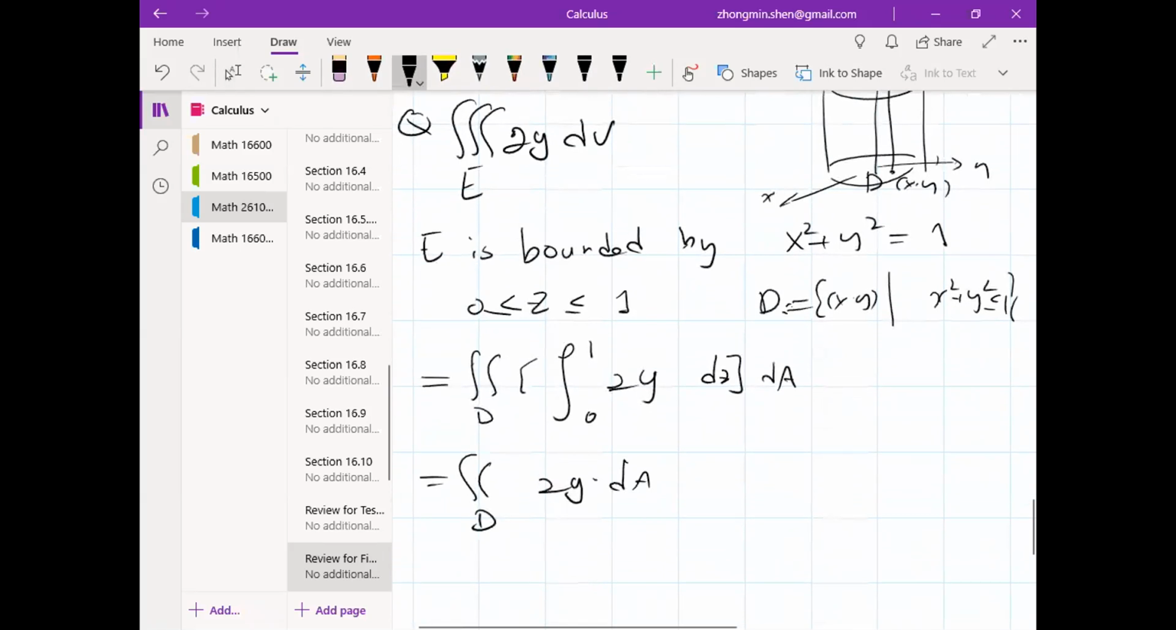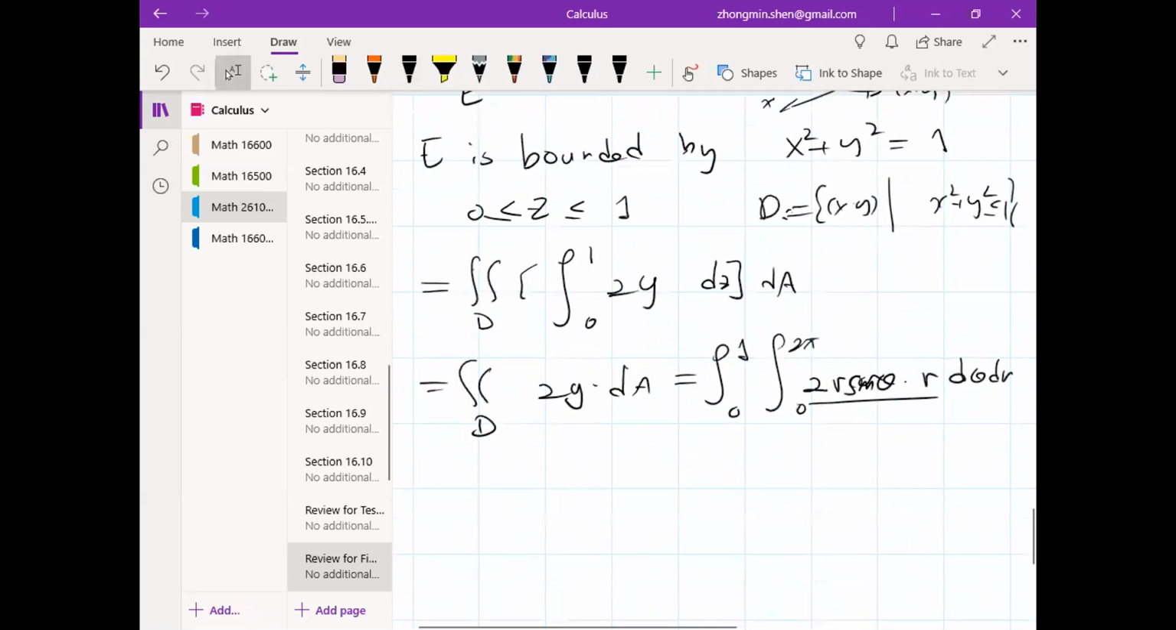Then you use polar coordinates, r from 0 to 1 and theta from 0 to 2 pi, of r sine theta, and then r dθ dr. So y is r sine theta. But clearly, this integral is going to be 0 because the integral of sine theta from 0 to 2 pi is going to be 0.